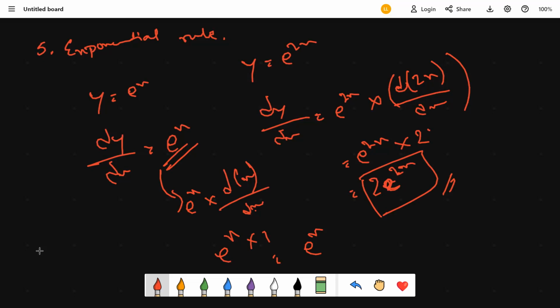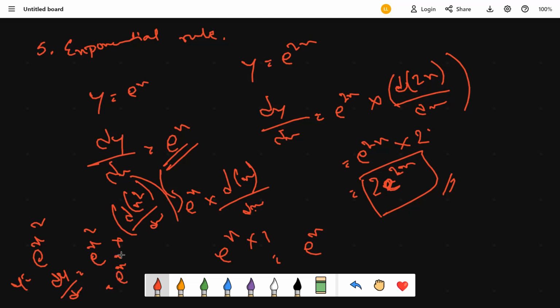Now, if we have, let's say, e to the power x square, then we would have done the same thing, differentiating the outer function first, which is e to the power x square, which remains the same. Now we will differentiate the innermost function, which is d of x square by dx. So this should give us e to the power x square times differentiating x square, the power comes in front, times x to the power 1. So 2x e to the power x square. Now this is our differentiated value, isn't it?